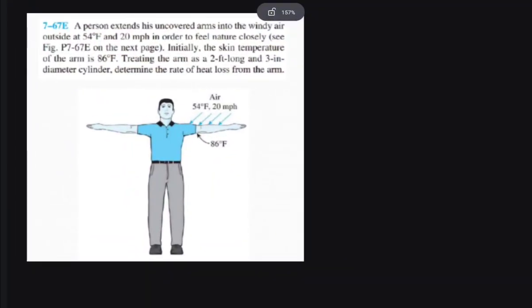Welcome to another heat transfer question. We have a person that has his arms, and we have a temperature and a speed. That's the temperature of the air, and we have the temperature of the arm, and we're going to treat it like a cylinder. It's close enough to a cylinder, so we can treat it like a cylinder.